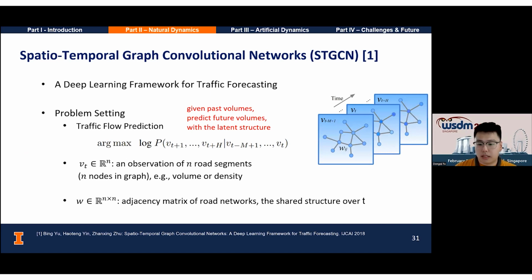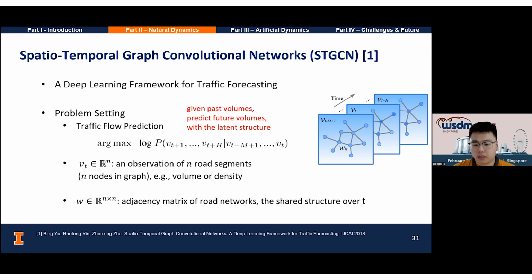So to be more specific, STGCN is designed for traffic forecasting. Given the past traffic flows, we are going to predict the future traffic volumes or traffic flows with a latent graph structure. And the graph structure is the road connections in a certain location.